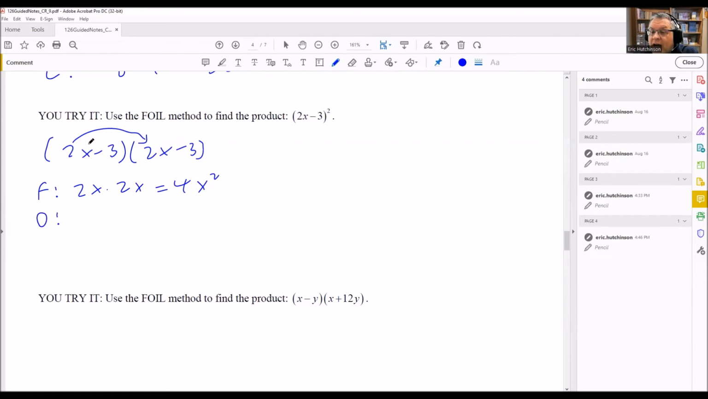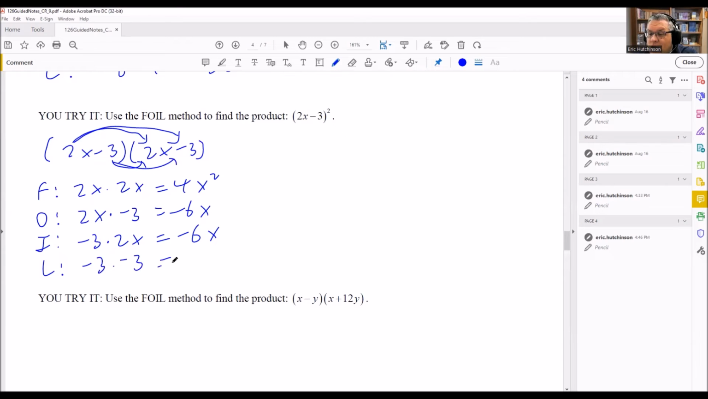Then we're going to do the outer. 2x times negative 3 is negative 6x. Then we do the inner terms. Negative 3 times 2x is also negative 6x. And then we do L, the last terms. Negative 3 times negative 3 is positive 9.